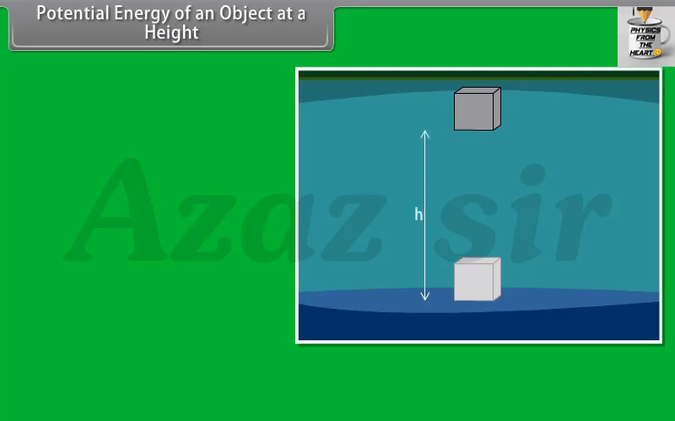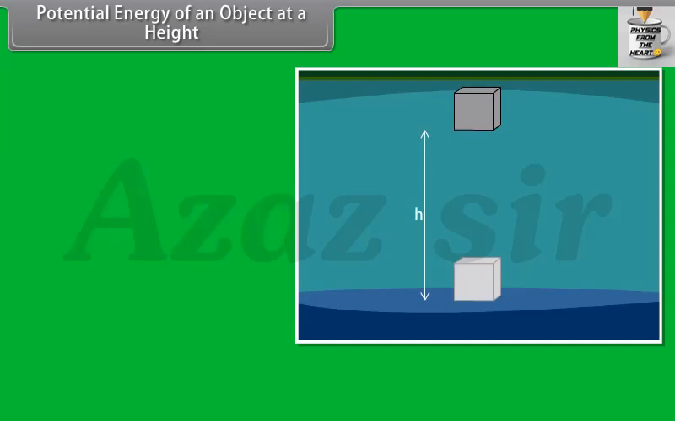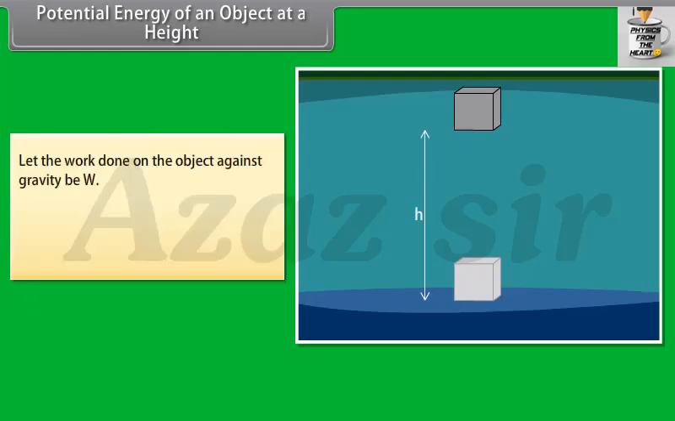A force is required to do this. The minimum force required to raise the object is equal to the weight of the object. The object gains energy equal to the work done on it. Let the work done on the object against gravity be W. That is, work done, W, is equal to force into displacement, which is equal to mg into h, which is equal to mgh.